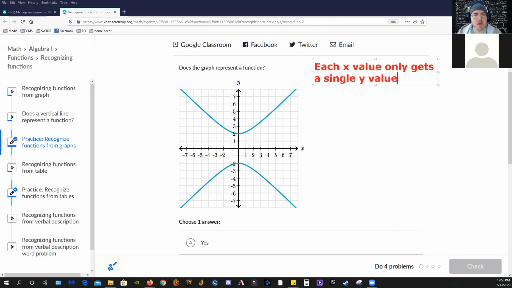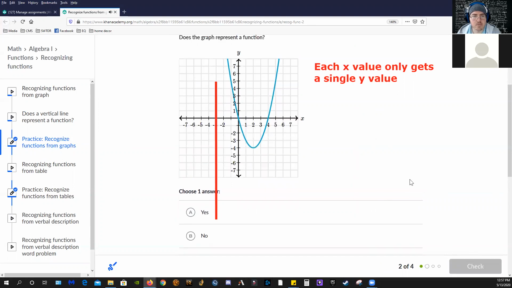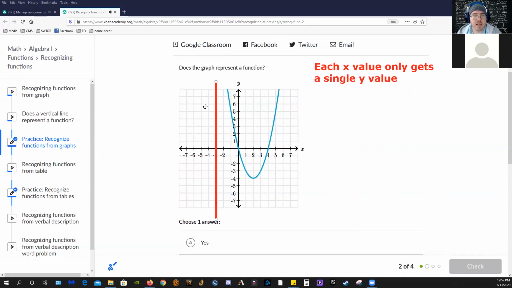There's the rule. Each x value is only supposed to get a single y value. So if we grab this vertical line and we swipe it across, you see how the blue line is touching it twice? So this is not a function. See now this one, as I move my line, it's only ever touching the blue line in one spot. So that means that it is a function.